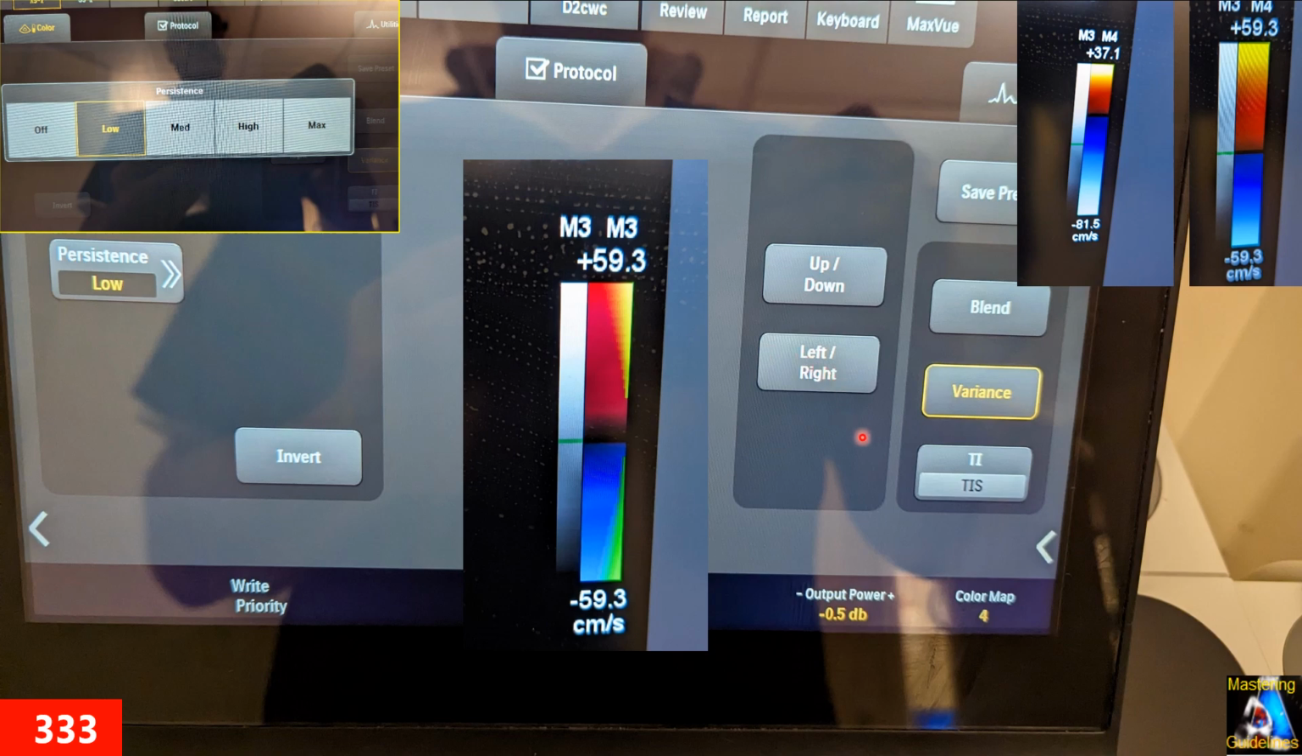We can change it to this variance or not. It's just a matter of how we want it. It doesn't affect the quality of the image.